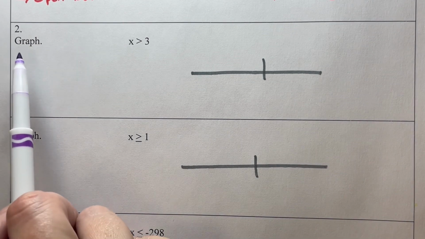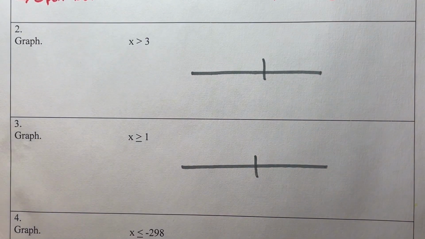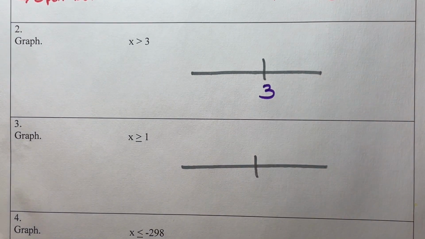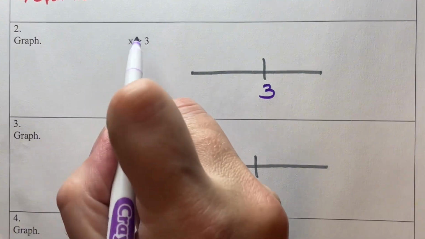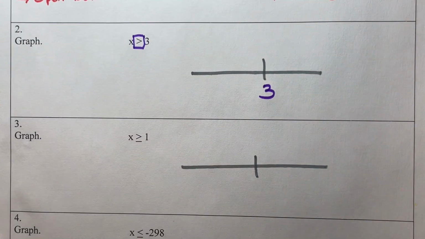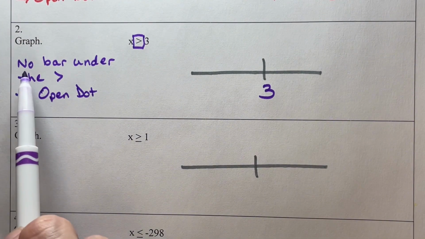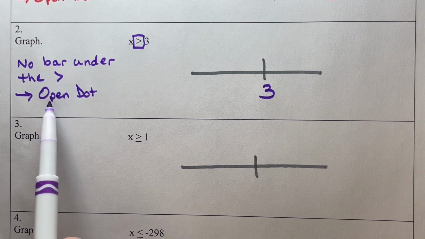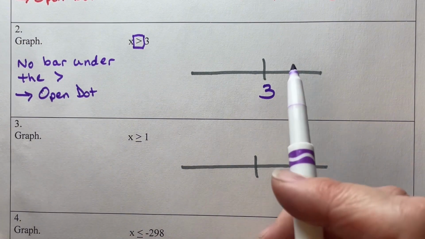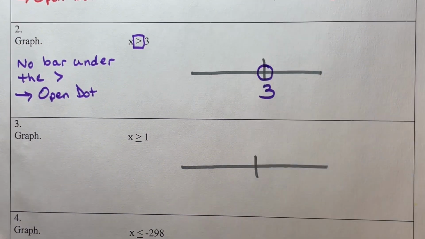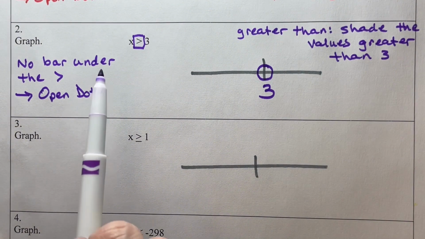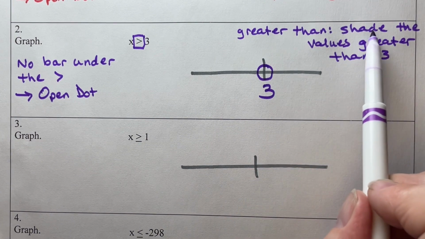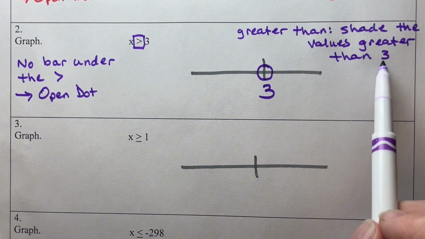Example 2, graph x greater than 3. So we see in this problem that our point of interest is 3. Now we need to see what is going on with our inequality symbol. Well, we again see that there is no bar underneath our inequality symbol. As a result, at our point of interest, which happens to be 3, we are going to have an open dot. Well, our symbol is a greater than symbol. So as a result, we are going to shade the values that are greater than +3.